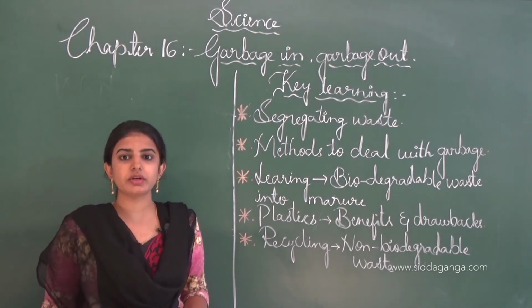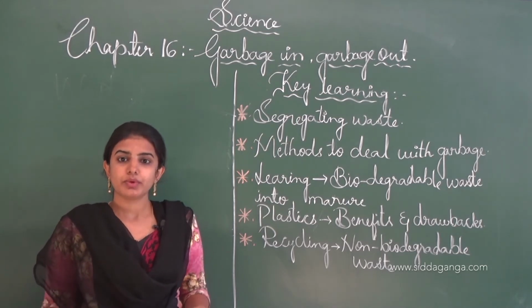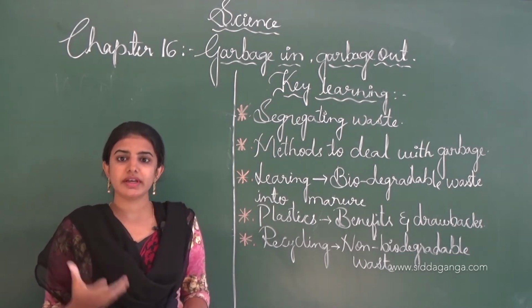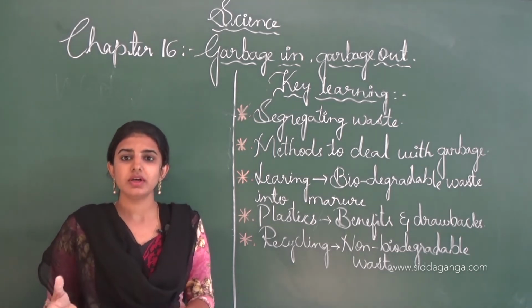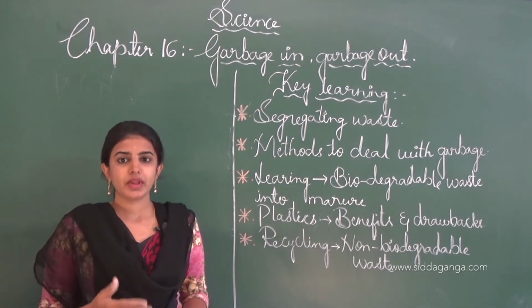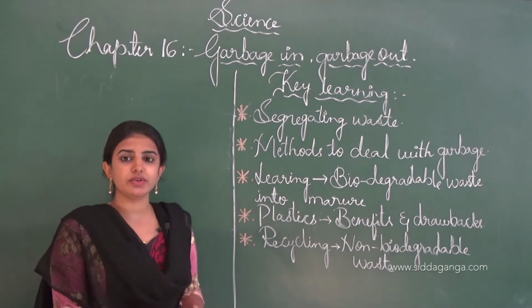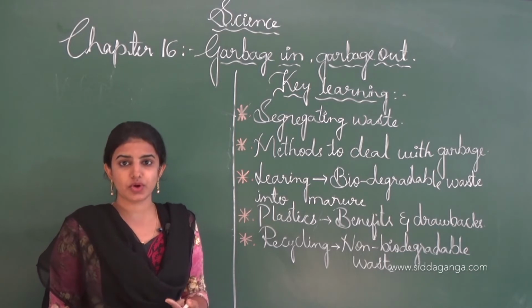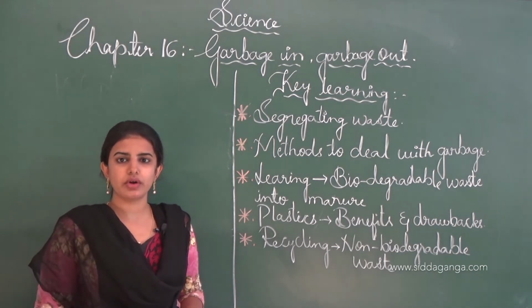And the next one is learning about biodegradable waste. We will learn how biodegradable waste is useful for plants. If we put biodegradable waste like orange peel into the soil, then the bacteria present in the soil help to decompose it, and later it is useful for the soil to absorb the nutrients present in the orange peel.